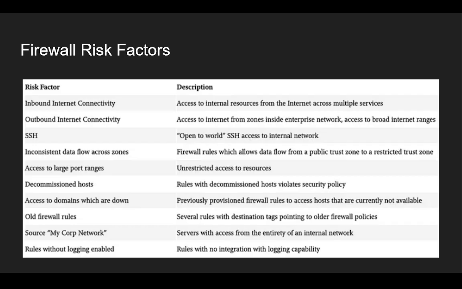Okay, so in these cases we have to verify that the zones that we create don't have a connection with other zones. So we have to check the ports and the rules. Deny access to large port ranges, unrestricted access to resources. Then the next: rules with destination and host that violate security policy, access to domains which are down purposely, provision of firewall rules to access hosts that are currently not available. Old firewall rules, several rules with destination tags pointing to old firewall policies.